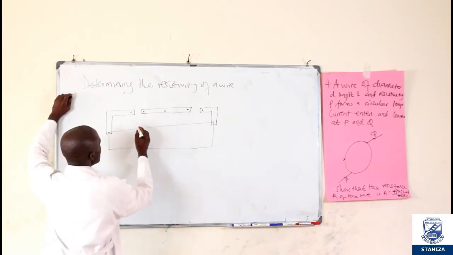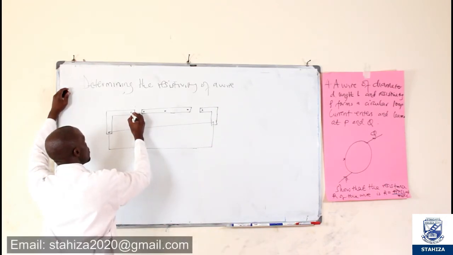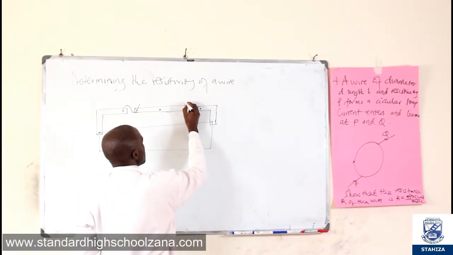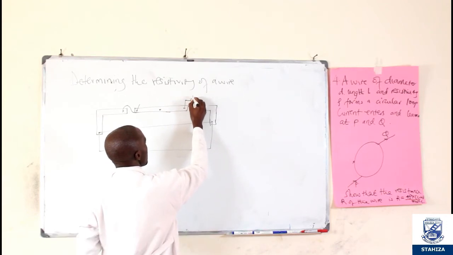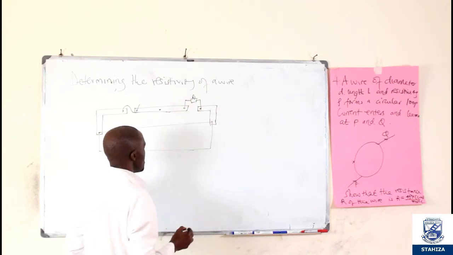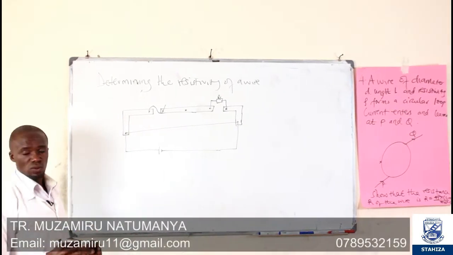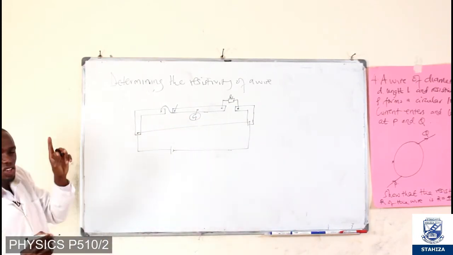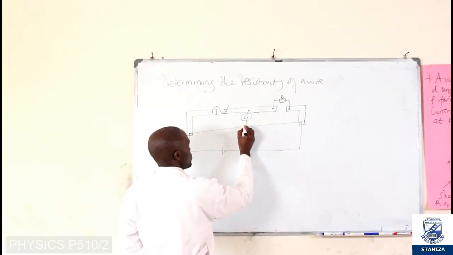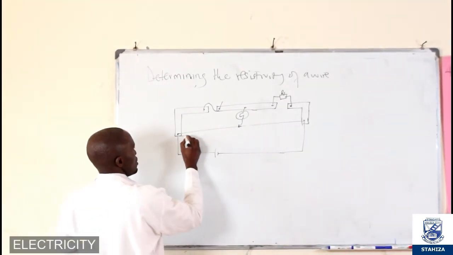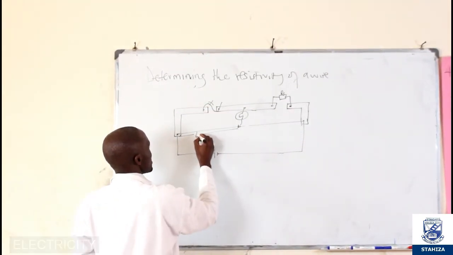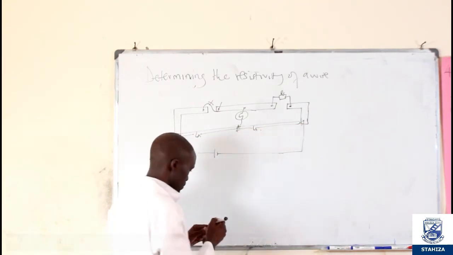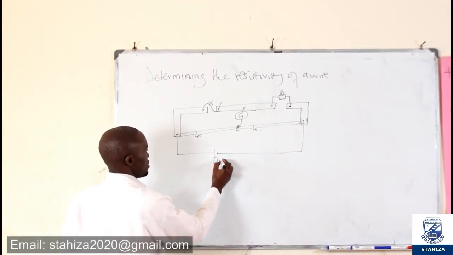Now, in this terminal, we are going to put a wire whose resistivity is needed. Then in this other gap, we are going to put a standard resistor, in other words, a resistor whose resistance is known. Then here, we have the other galvanometer of ours, the center zero galvanometer. And of course, we have a jockey tapped here. This length we call LX, and the other one is LS. This is the driver cell.